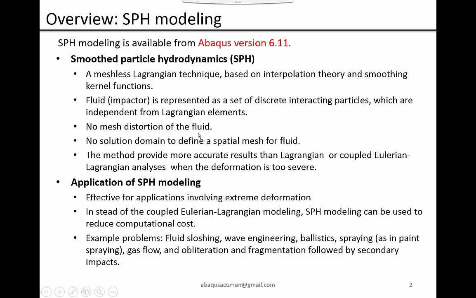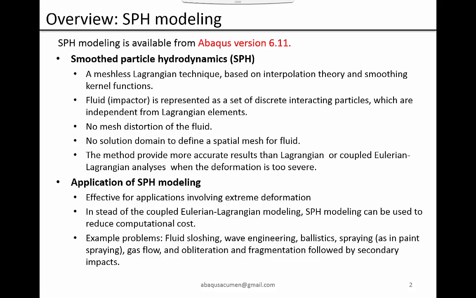No mesh distortion for fluid. Since there is no mesh, you don't get into mesh distortion issues. No solution domain to define, a special mesh for the fluid. The method provides more accurate results than Lagrangian. It is obvious because with a Lagrangian mesh, elements get distorted, and as elements get distorted, your result accuracy goes down. In this particular case it is meshless, so your accuracy is better.